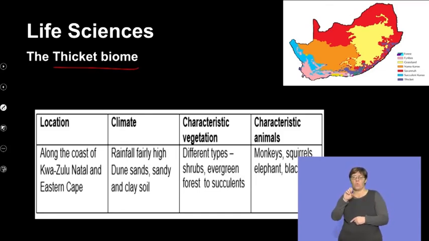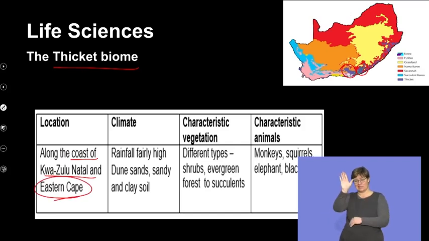And finally, as we wrap this section up, the thicket biome. Again, these are patches that are found along the east coast of South Africa, along the east coast of KwaZulu-Natal and the Eastern Cape. Here the rainfall is fairly high. There are areas that are covered with sandy dunes.